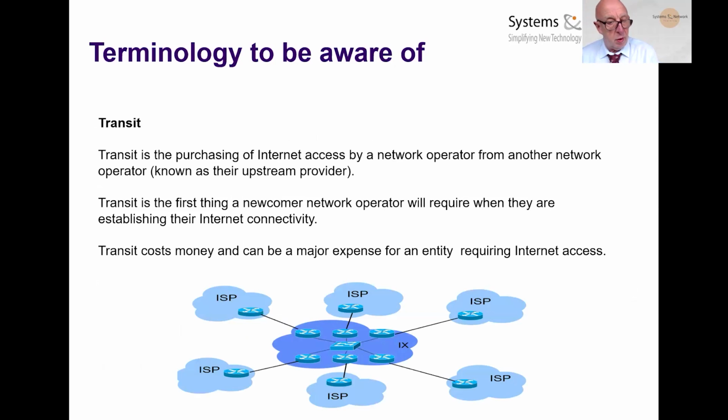Here, good term to be aware of, transit. Transit is the purchasing of internet access by a network operator from another network operator, known as their upstream. So these would be upstream. You would be downloading into your system. It will be an upstream connection, and you pay for that traffic. All right, fine. Transit is the first thing a newcomer network operator will require when they're trying to get their internet going. Sounds reasonable, because that's the name of the game. It does cost. Transit costs money, and it can be a pretty big expense for anybody requiring internet access from whoever they want access from. Yeah. So sorry to be so vague there, but that is transit. It is purchasing of internet access.